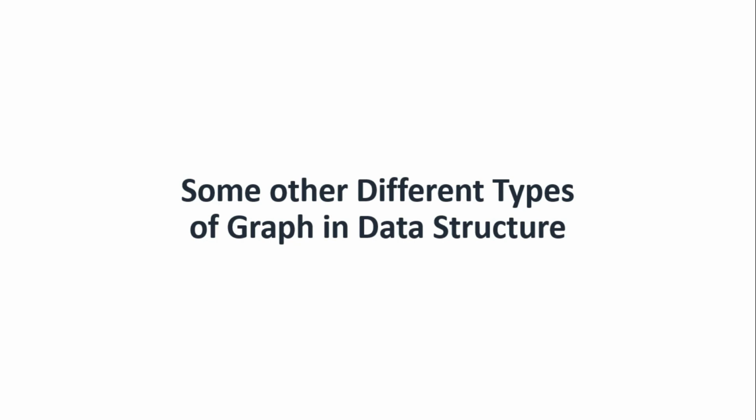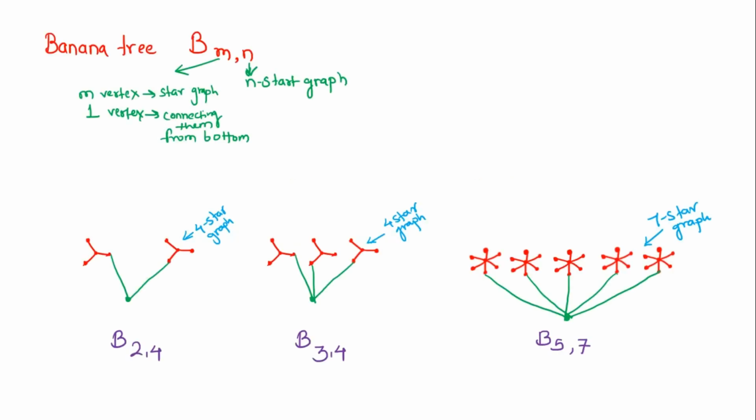Some other different types of graphs in data structures are the banana tree. The banana tree is represented by B m,n, where n represents the size of your star graph, and m is how many of these star graphs you will have in the banana tree, and there will be one additional vertex which is connected to all of these star graphs.